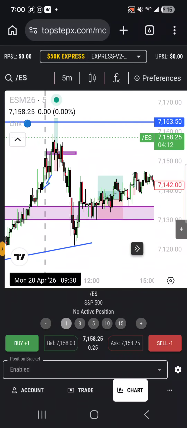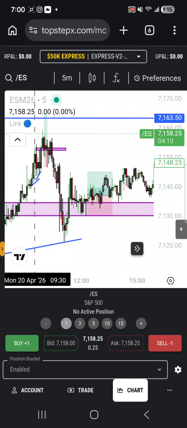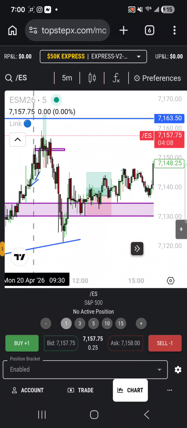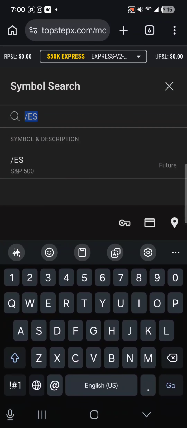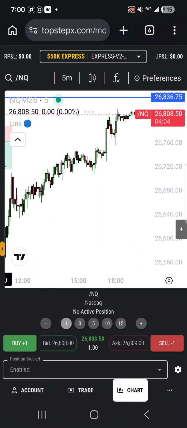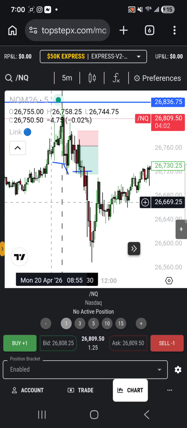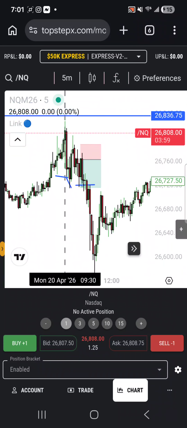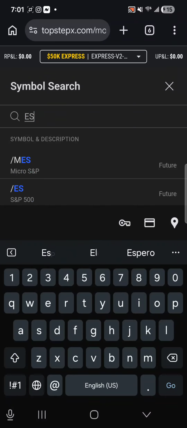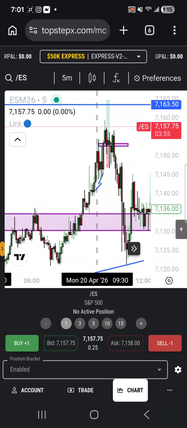Today we'll be going over a couple of trades that I took early in the morning. I believe I took three in the S&P 500, and if I'm not wrong, I took one in Nasdaq. The first one was this one right here, the S&P 500.